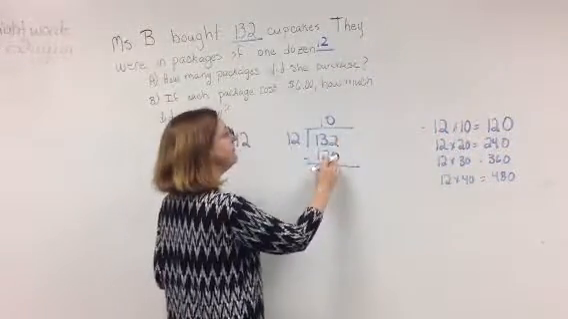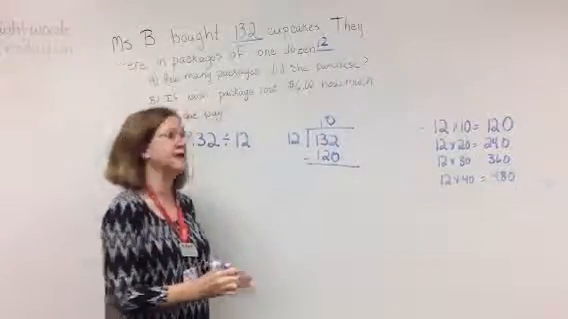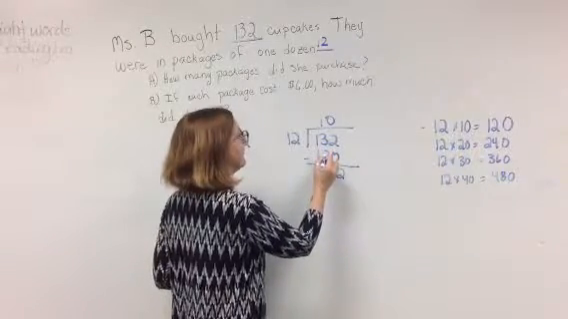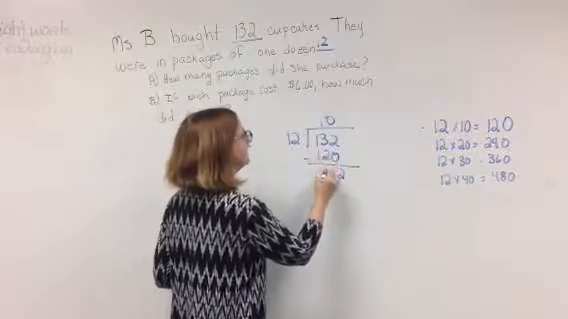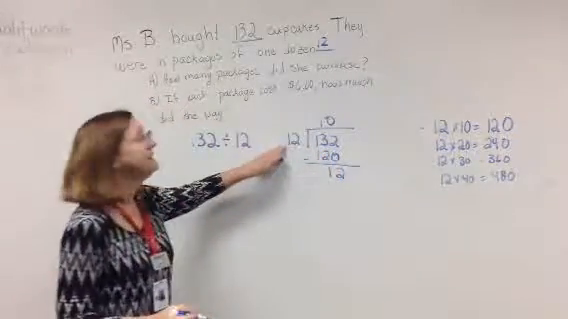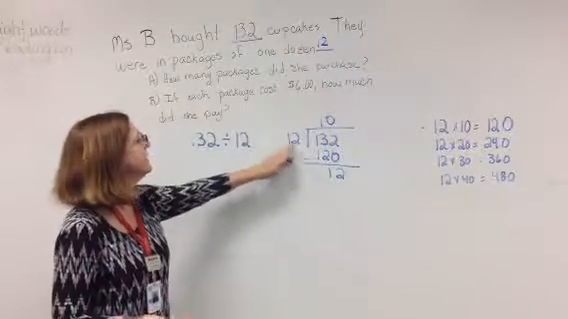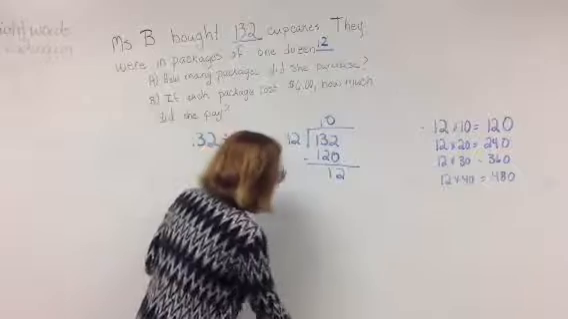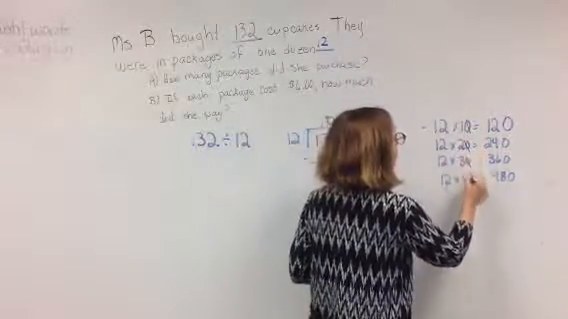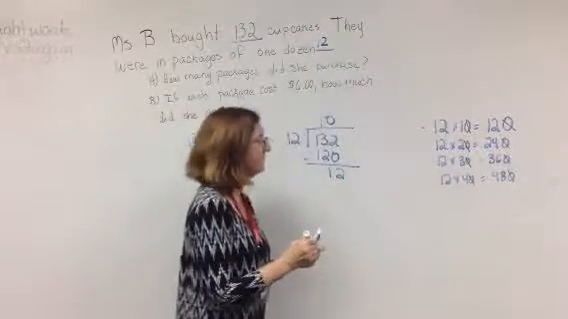And I've made sure that I'm aligning my numbers so I can subtract correctly. 2 minus 0 is 2. 3 minus 2 is 1, and 1 minus 1 is 0. Now, do I need to do anything else? Well, yes, because this number isn't 0. So, since I did 10s on the first try, I'm going to cross out these zeros and cross out these zeros because I don't need them anymore.